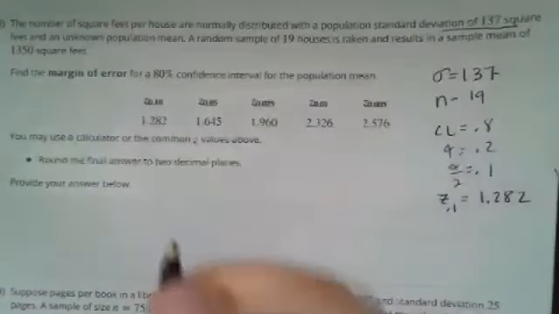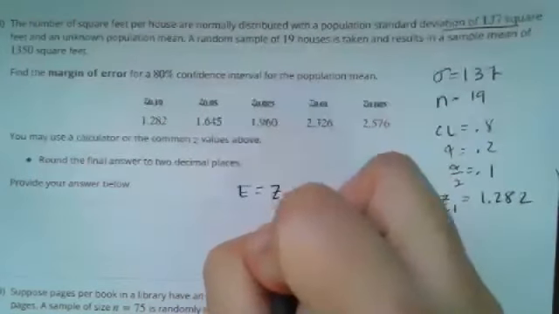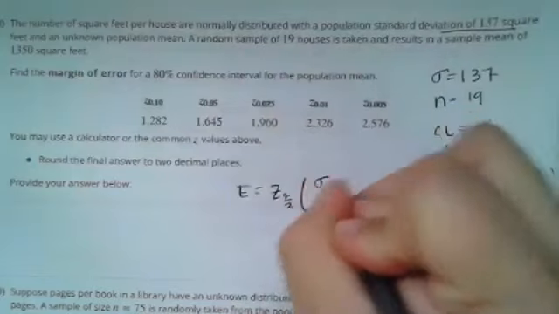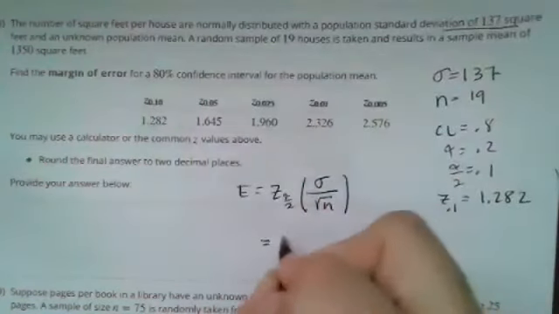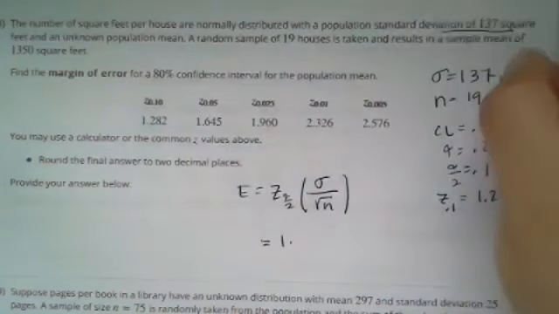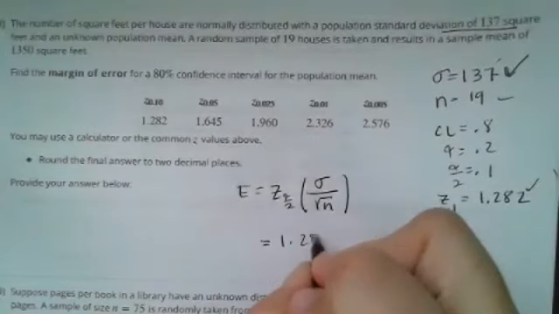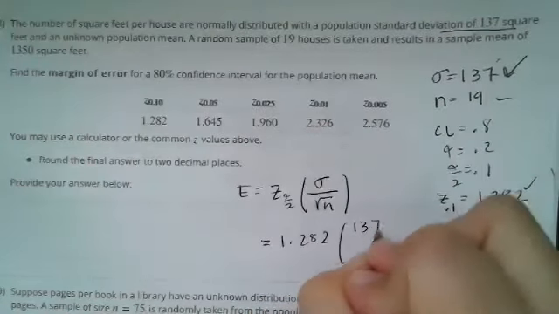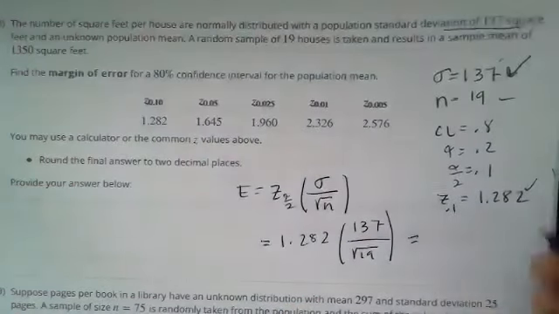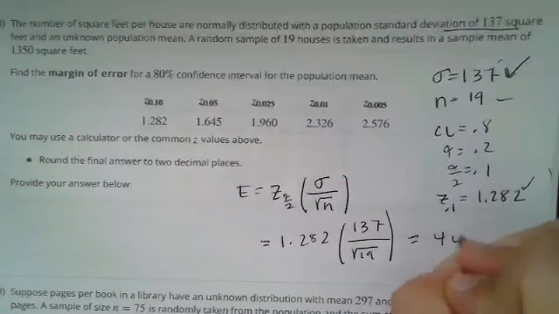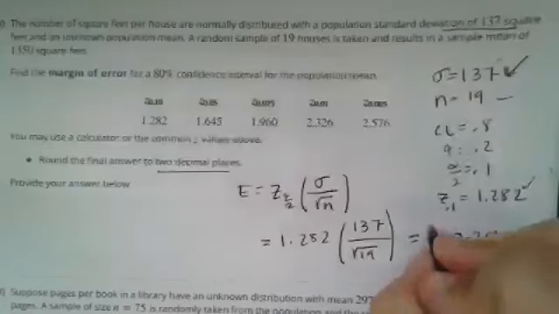Remember, the formula for our margin of error is z of alpha over 2 times the population standard deviation over the square root of the sample size. That's just plugging in your values. We have everything. So 1.282 times 137 over the square root of 19. When you plug that in, you get 40.29, because you're rounding to 2 decimal places. So that's it.